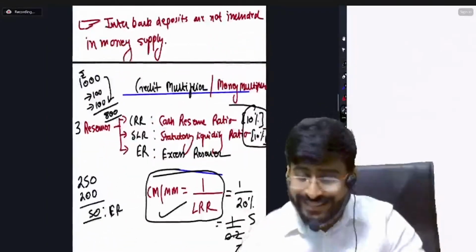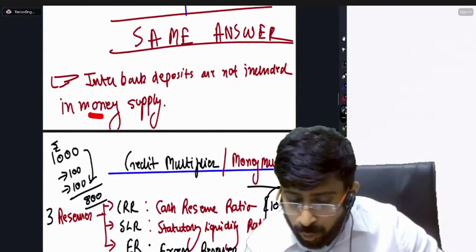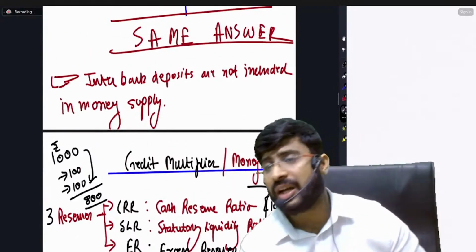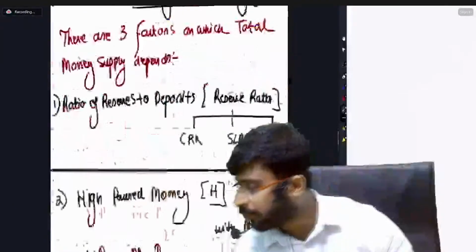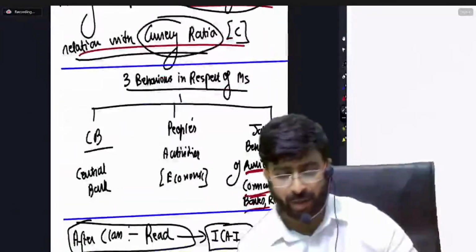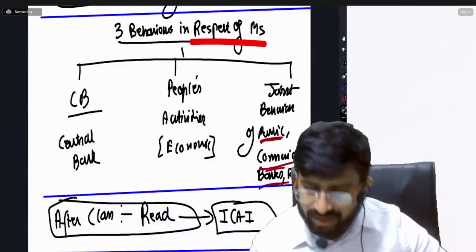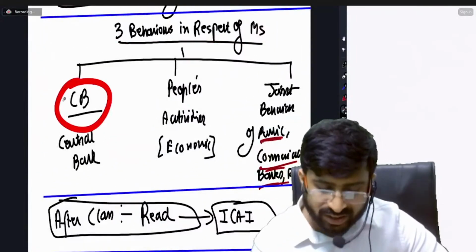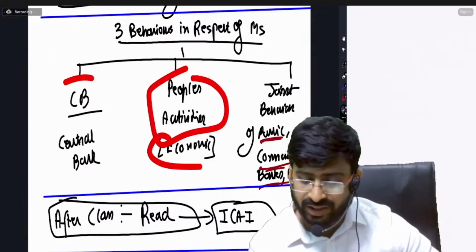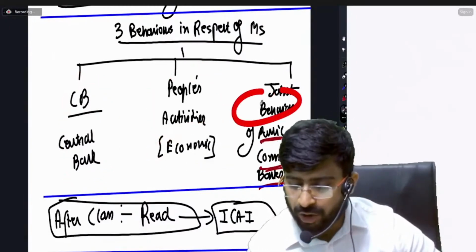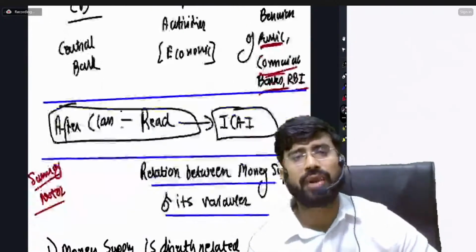And then I told you interbank deposits are not included in money supply. Hopefully it's crystal clear. And then we discussed three behaviors in respect of money supply. One is the central bank behavior, who decides the money supply, people's economic activities, and the joint behavior of people, that is the public, the commercial banks, and the Reserve Bank of India.